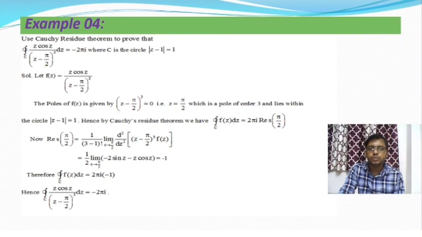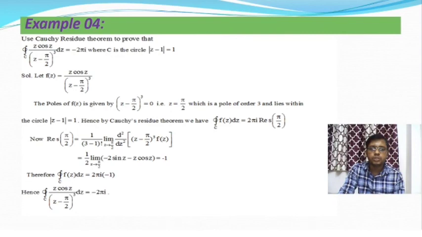Hence, by Cauchy's residue theorem, we have the closed integral over C of f(z) dz equal to 2πi times the residue at the point π/2. This is the integral value for the function f(z) at the point z = π/2, and it will be 2πi times the residue of f(z) at z = π/2. So now we are looking to find the residue at the point z = π/2, which is a pole of order 3.